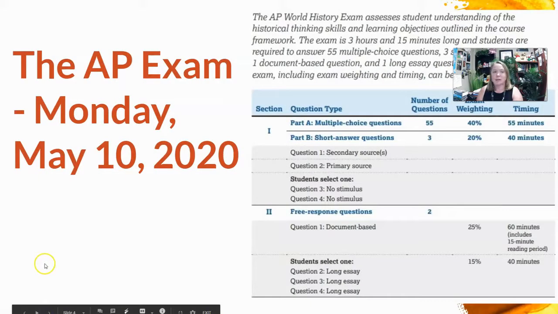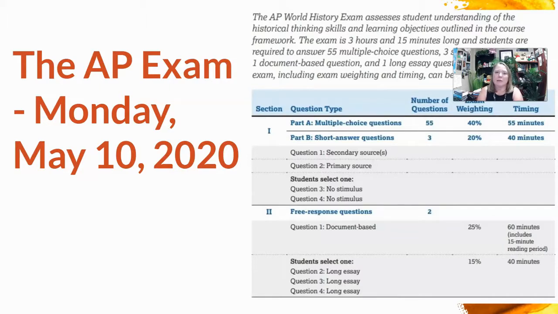All of this ties into the AP exam, which this year is going to be on Monday, May 10th. Oops, I didn't change the date on that. It should be 2021. The AP exam for world history is a tough one. I'm not going to lie to you about that. Students struggle with this. It's what we're going to be building towards the entire year.